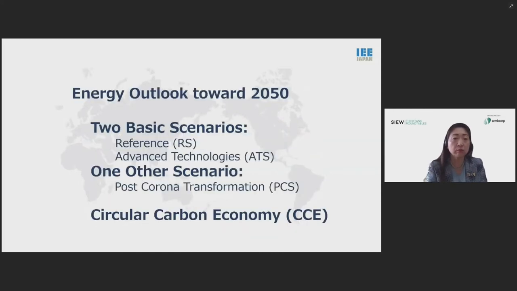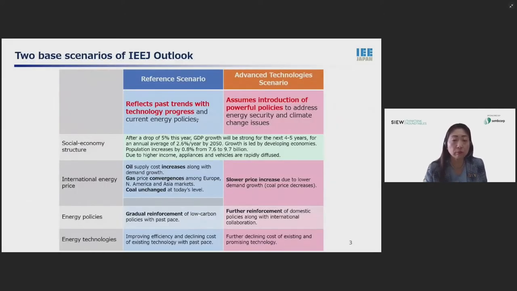Next slide, please. We have two basic scenarios, reference and advanced technologies. I will also talk about post-corona transformation scenario and then circular carbon economy assessment. Next. Reference scenario reflects past trends with technology progress and current energy policies, while advanced technology scenario assumes introduction of powerful policies to address energy security and climate change issues. Next.